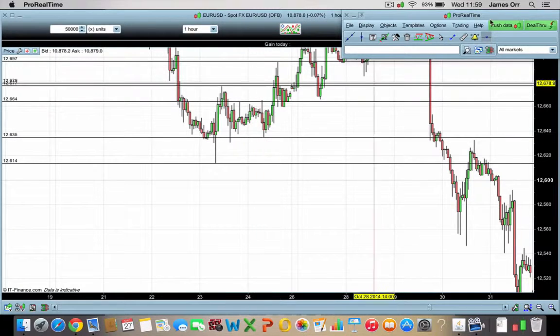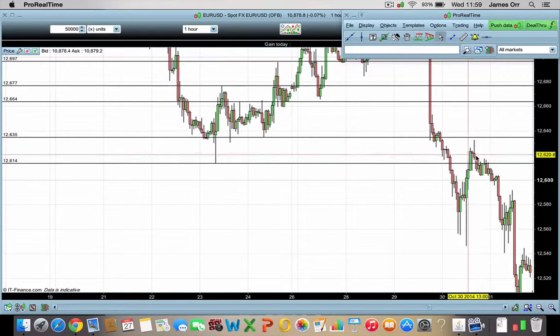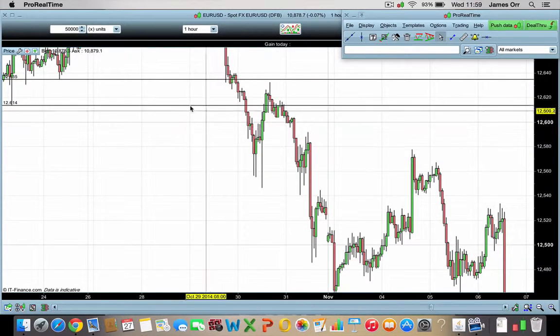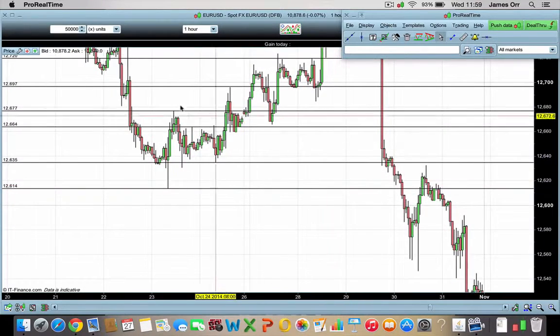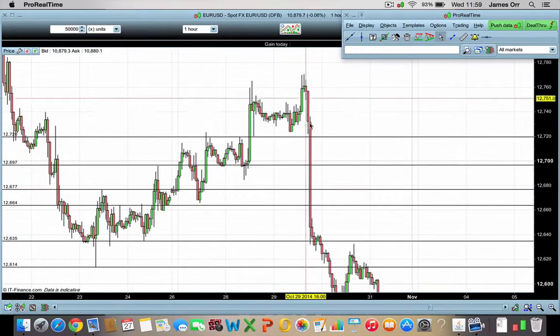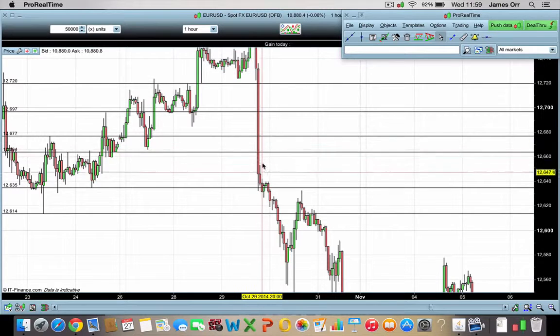Up a touch there. Breaks through, comes back up, and retests. The market always moves like this. It always uses support and resistance for its moves. No matter, even if it's a news release and the market does something crazy like this. This probably was some sort of news release.